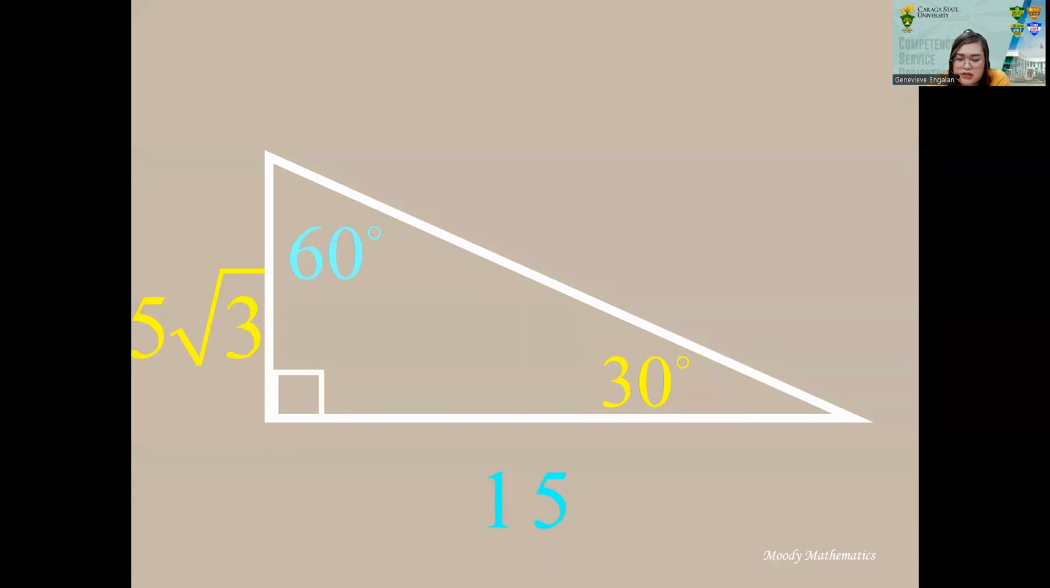How about the hypotenuse? 10 square root of 3. If the longer side is 12, what is the measure of the shorter side? 4 square root of 3. How about the hypotenuse? 8 square root of 3.